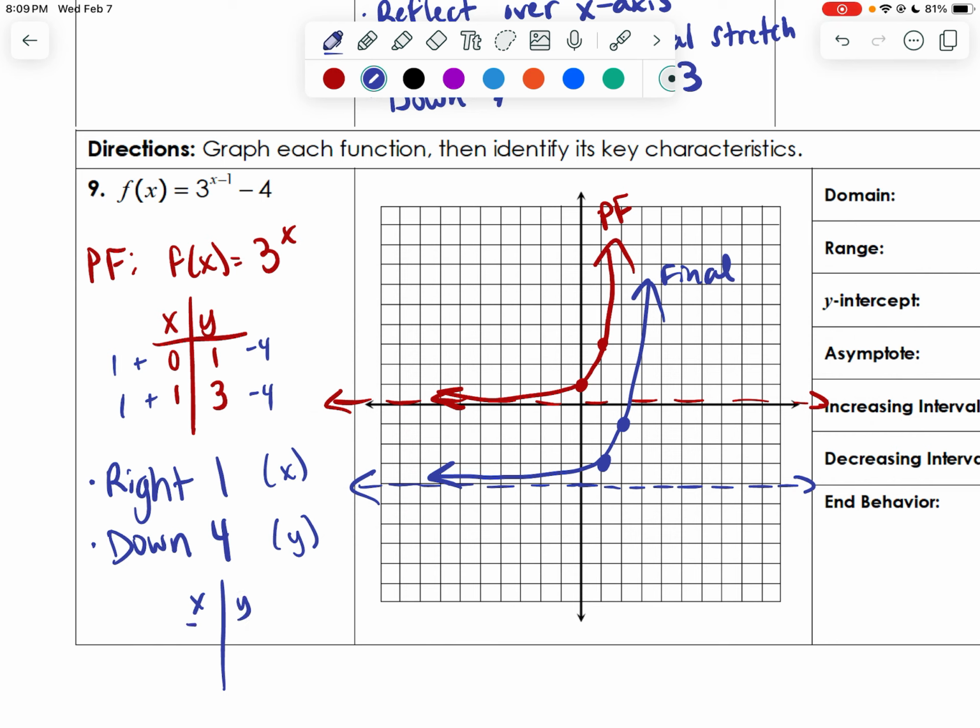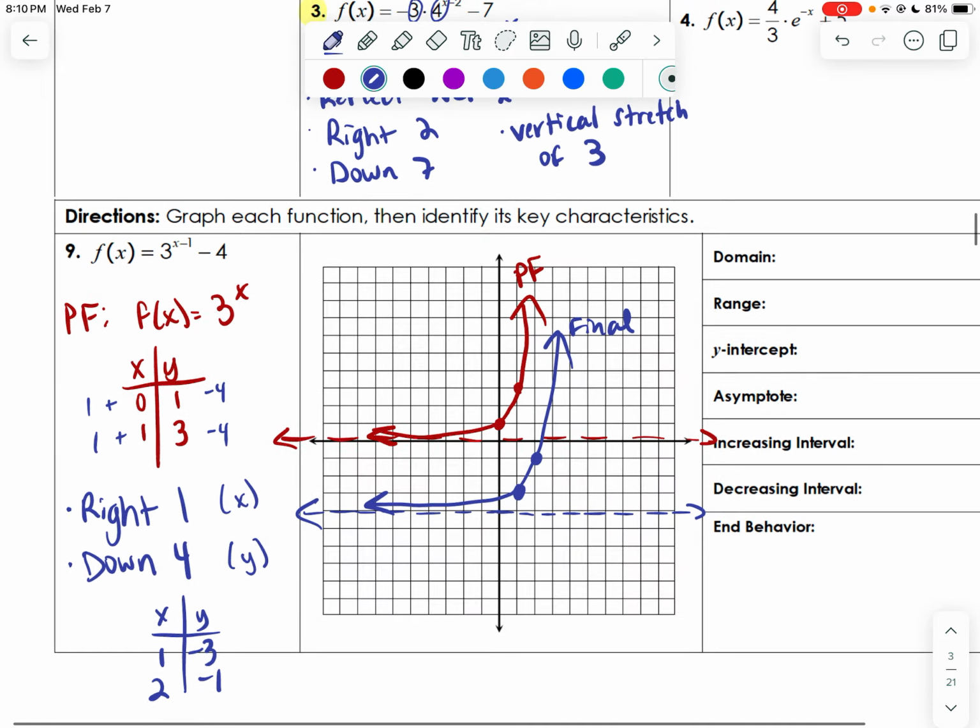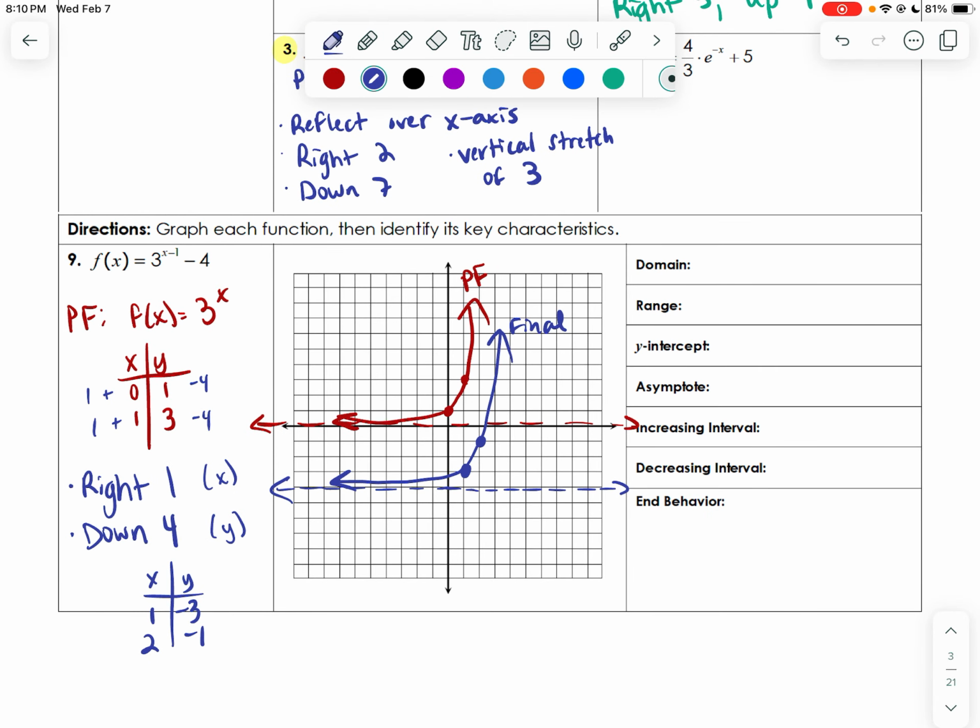And if we look at what those points end up being, 1 plus 0, that's 1. 1 plus 1 is 2. 1 minus 4, that's -3. And 3 minus 4, that's -1, right? I just did that, add 1 to the x, subtract 4 from the y. And those are the points that I ended up with, (1, -3) and (2, -1). So if you didn't want to graph the parent function, you could do it algebraically as well. Either way would work. Okay, so then just based on that final function, let's fill out all this information.